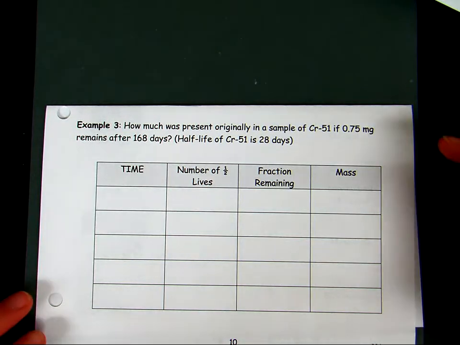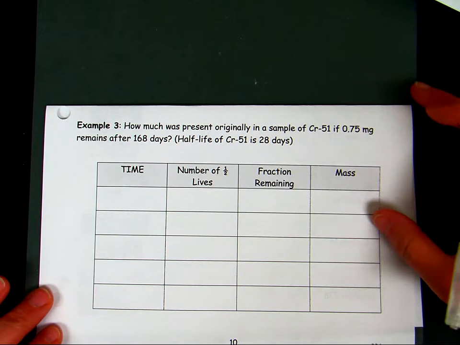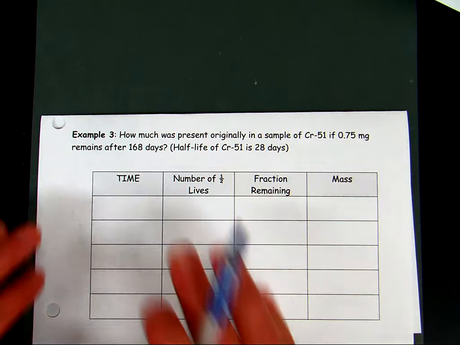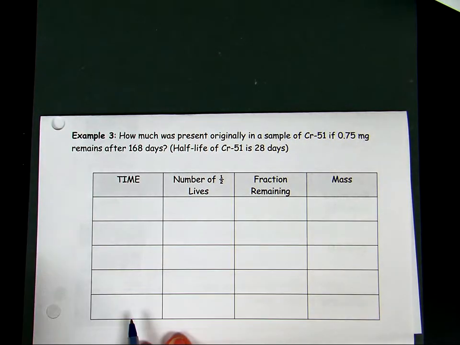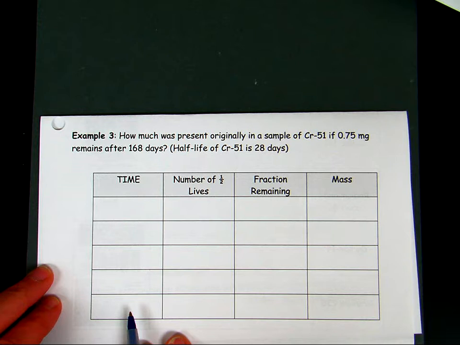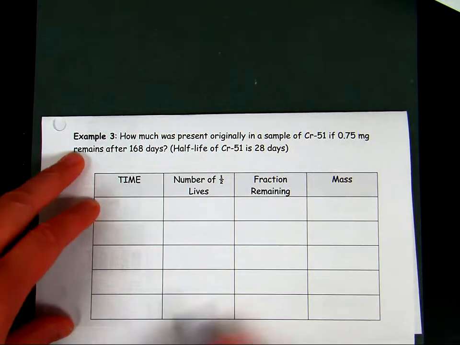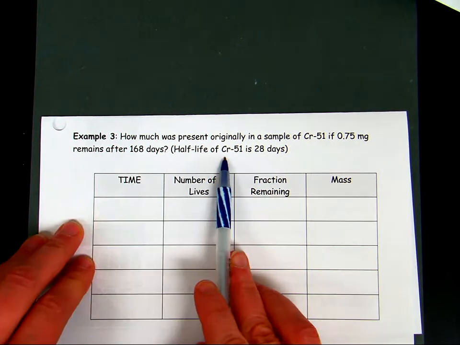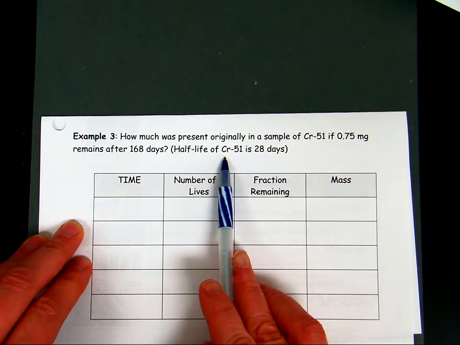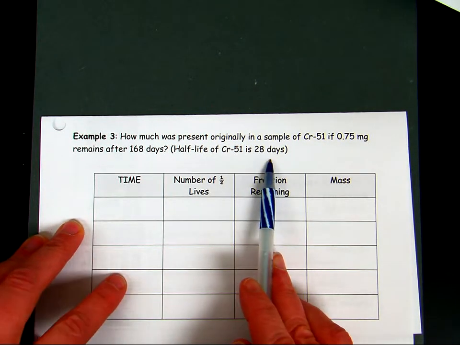Note page 234, half-life example 3. So our last half-life example in the notes. Let's read it. How much was present originally in a sample of chromium Cr51 if 0.75 milligrams remains after 168 days? And note, the half-life of Cr51, chromium 51, is 28 days.